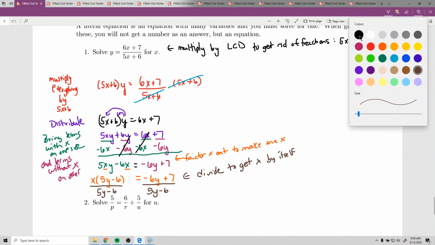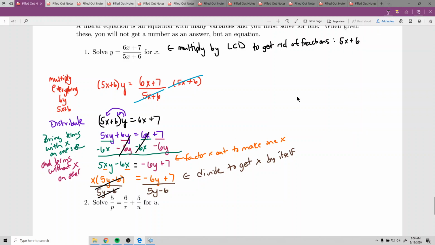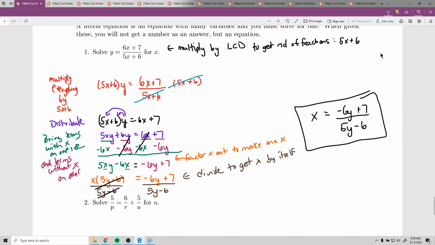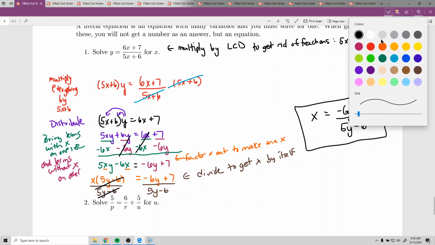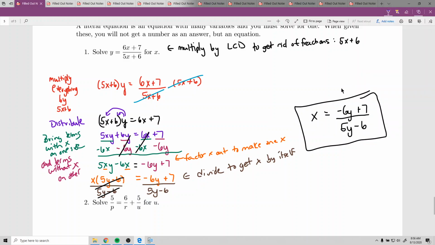And that way we will be left with just x. And x equals negative 6y plus 7 over 5y minus 6. Now when you type your answers in for this, you need to write the whole equation because it's going to expect x equals. Don't just write the right side.